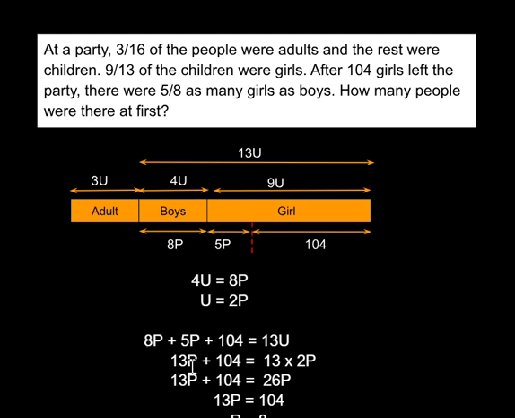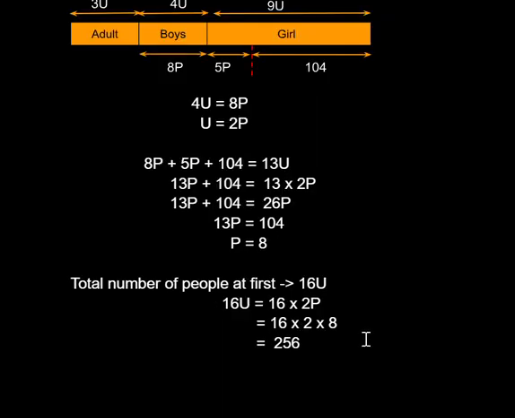So 8p plus 5p is 13p plus 104. 13u, what is u? u is 2p. So 13 times 2p will give me 26p. Okay, so I have 13p plus 104 is equal to 26p. I solve it, p is equal to 8. So now I know p is equal to 8.